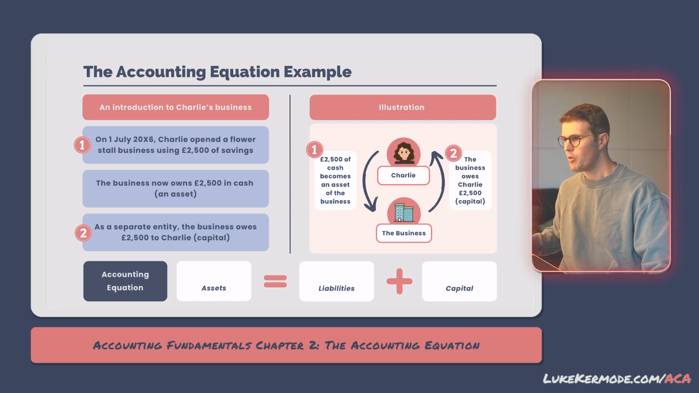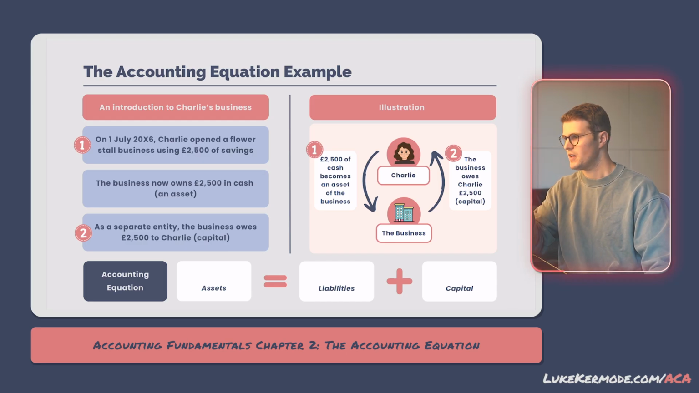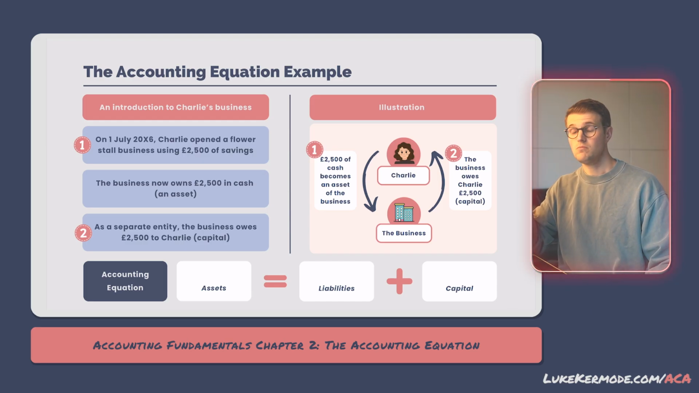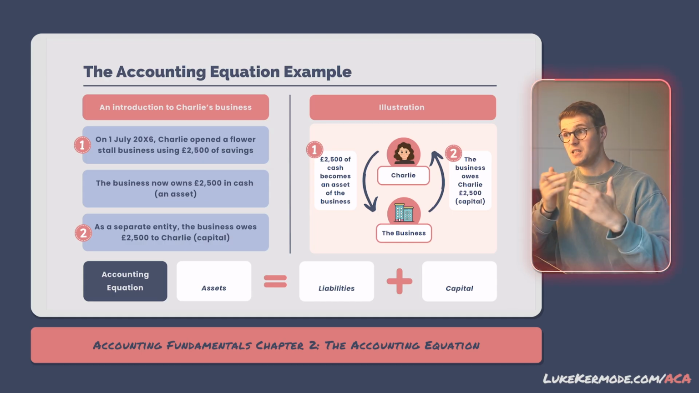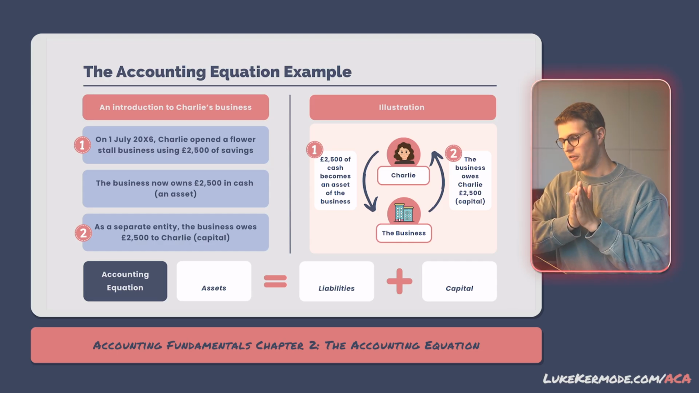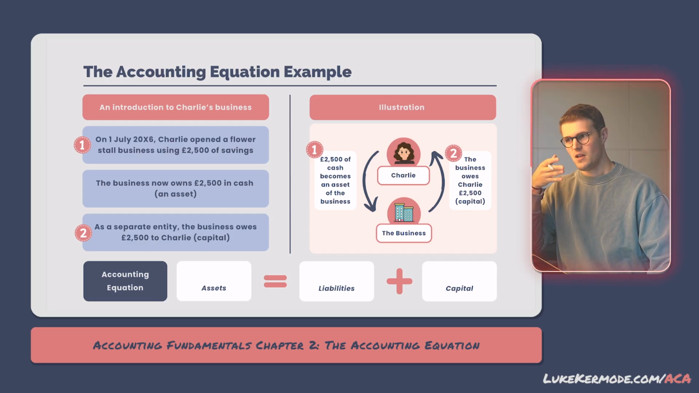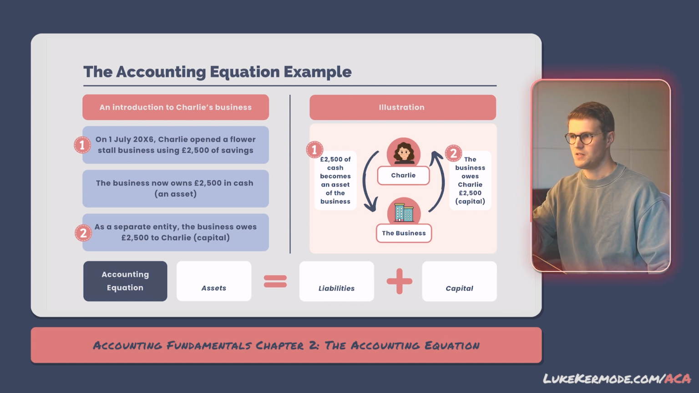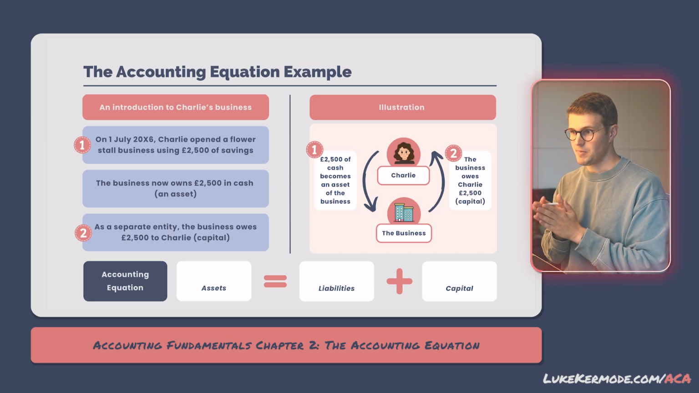Let's continue with the Charlie example from earlier and explore what happens from an accounting perspective when the business is first set up. So, as we discussed previously, Charlie invests £2,500 into the flower stall using her own money. This money is placed in the business's bank account, so from the business's perspective, it now owns £2,500 worth of cash. But remember, under the separate entity concept, the business owes that money back to Charlie, who's the owner. So this is recorded in the financial statements as capital, which represents Charlie's claim on the business. So in accounting terms, we express this using the accounting equation, assets equals liabilities plus capital.